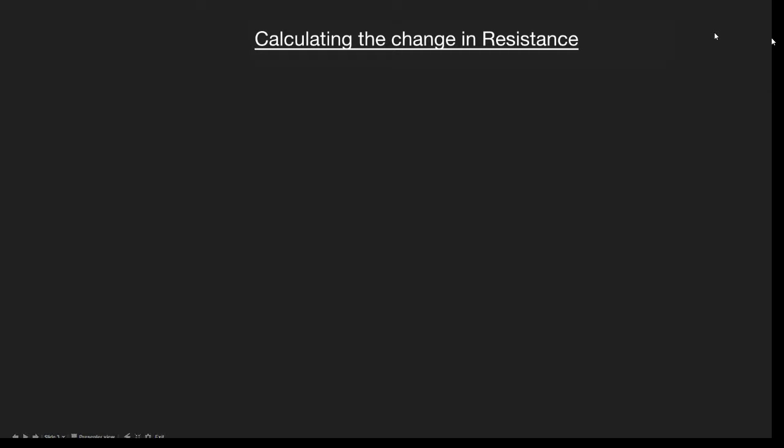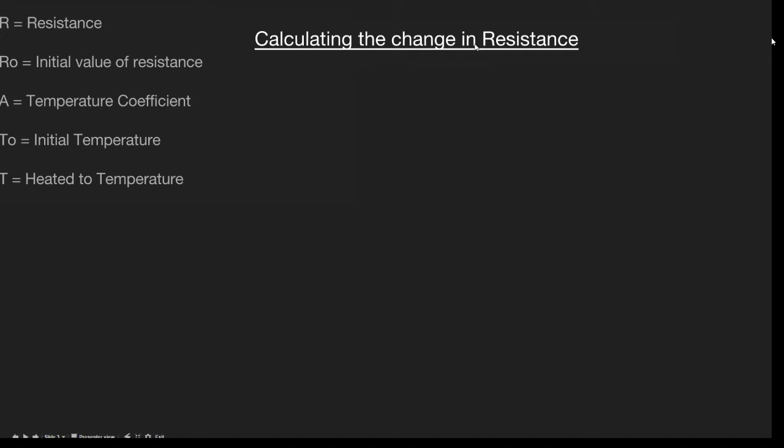So how you calculate the change in resistance, you're going to have a setup for that. R is going to be our ending resistance, that's what we're looking for. R0 is going to be our initial resistance, our starting case. Then there's the temperature coefficient of whatever the conductor is, our initial temperature, and our heated-to temperature, which is our ending temperature.